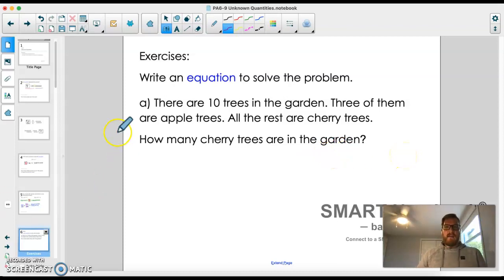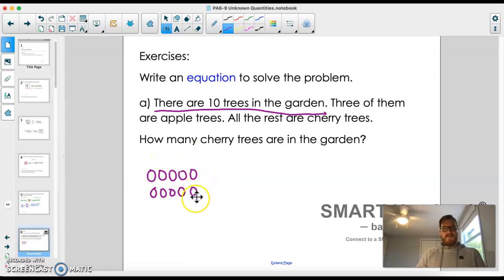Now, let's just identify a couple different parts of this word problem, okay? First of all, this part here is the total number in the garden. So 2, 3, 4, 5, 6, 7, 8, 9, 10. That's my 10 trees in the garden.